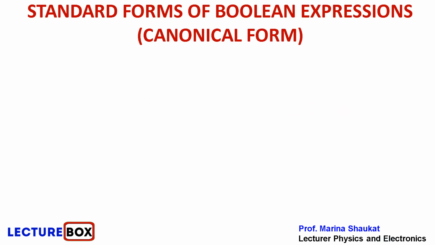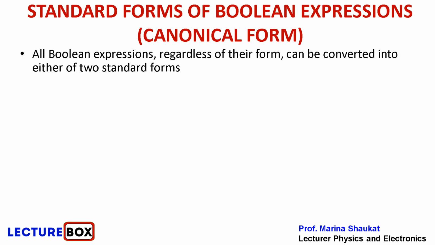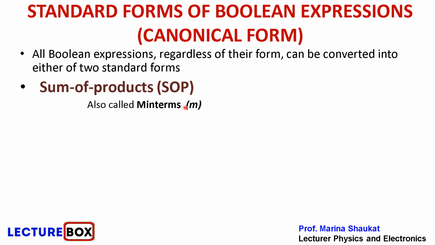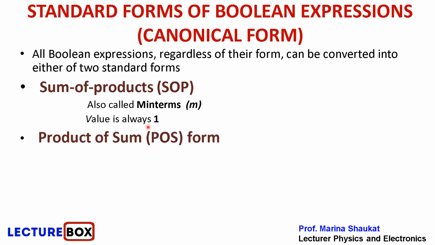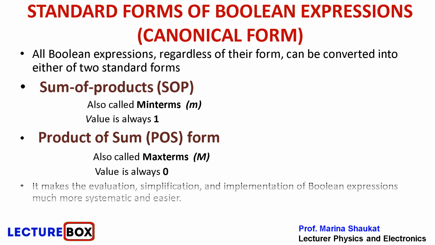The standard forms of Boolean expressions are called canonical forms. There are two types of canonical form. Number one, sum of products. It is also called minimum terms, represented by small m, and its value is always considered as 1. The second type is product of sums. It is also called maximum terms, and its value is always 0. The canonical form helps us to evaluate, simplify, and implement the Boolean expression in an easier way.